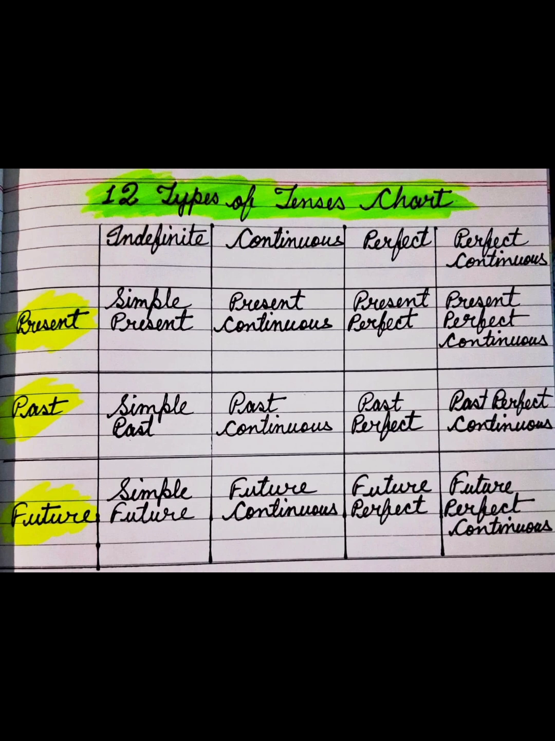So, today we learned what a tense is. The three main tenses: the four forms of each tense, all 12 tenses of English grammar. In the next video, we will start with present indefinite tense in detail.